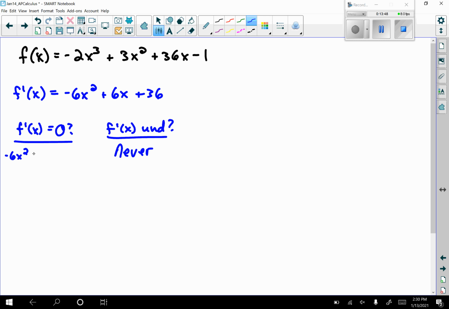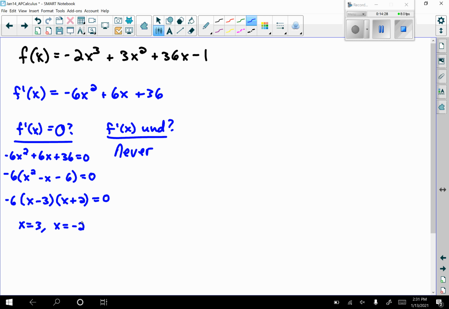Just like the ones we practiced yesterday, we're going to solve by factoring. So we can factor out a negative 6. Watch your signs. So we'll get an x squared minus x minus 6. As we factor this, this will become an x minus 3 and an x plus 2. So our critical numbers are x equals 3 and x equals negative 2. Critical numbers for the first derivative.